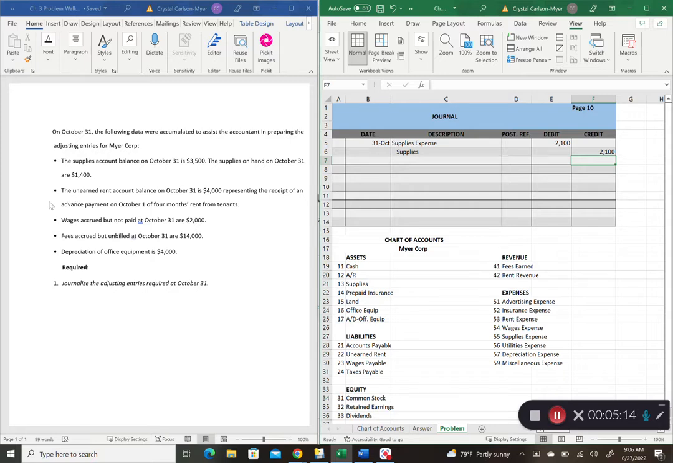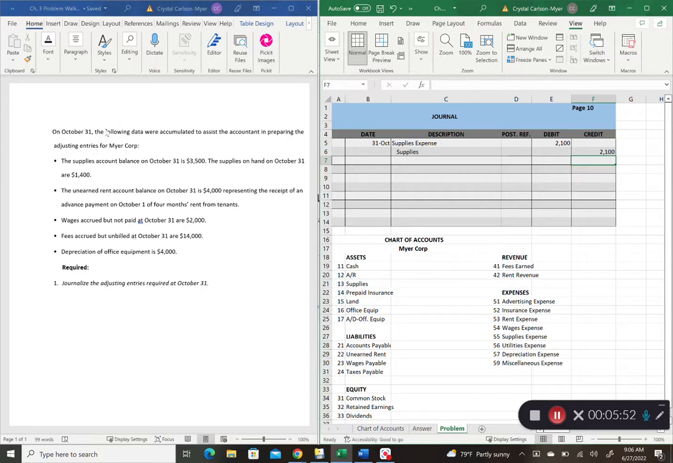So my next adjusting entry says the unearned rent balance on October 31st is $4,000, and that is representing the receipt of an advance payment that we received on October 1st of 4 months rent from tenants. So we're renting out a piece of property, and they prepaid us money on October 1st of $4,000. So at that time, our original journal entry would have debited an asset account like cash, and we would have credited something called unearned rent, because we can't put it as rent revenue until our tenant has used up that rent. So essentially until 1 month has passed.